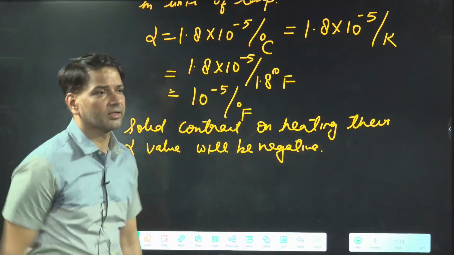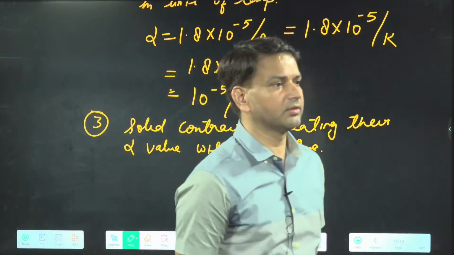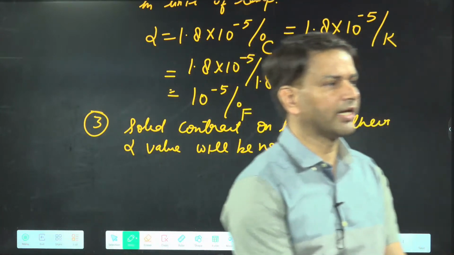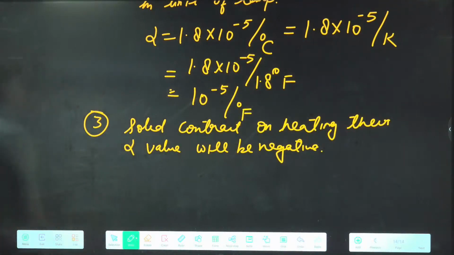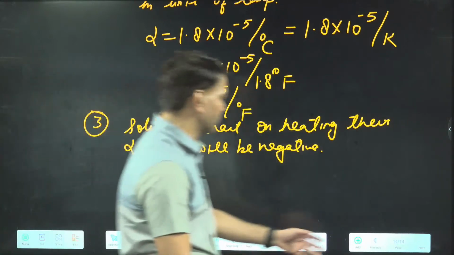Or they can ask, if alpha value is negative, then what does it mean? So alpha value negative means that the solid will contract on heating. Okay, now small problems we will do first.